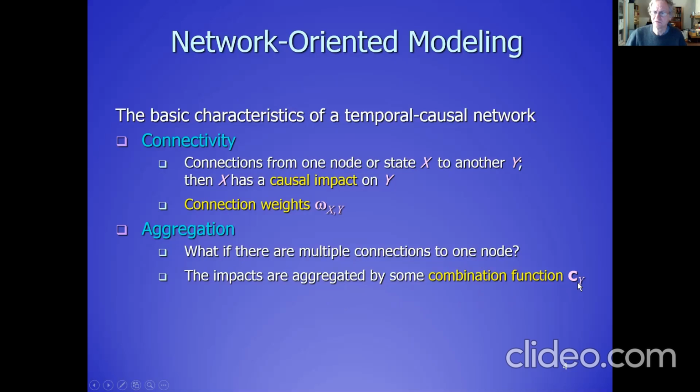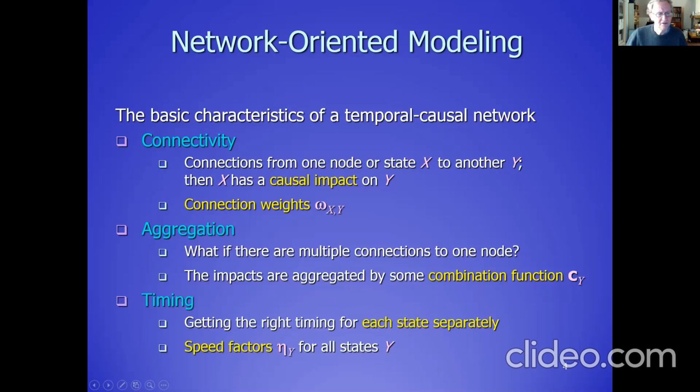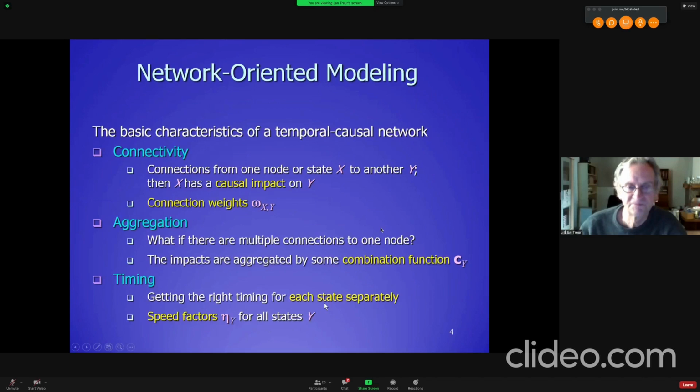That can be specified for any state Y separately. And as a third type of characteristic, we use timing characteristics. That's from the idea that states can change over time at different speeds. Some can be very slow and some can be very fast. That's what you see in applications. So if you would not take that into account, you would have an artificial type of synchrony between the states, which you don't want to have in a good application.